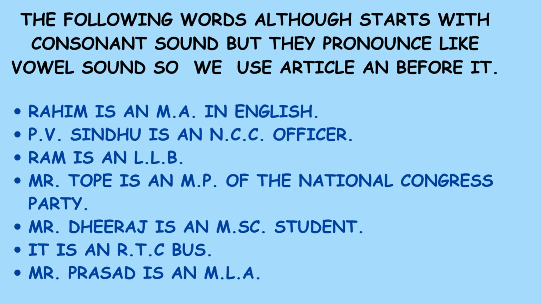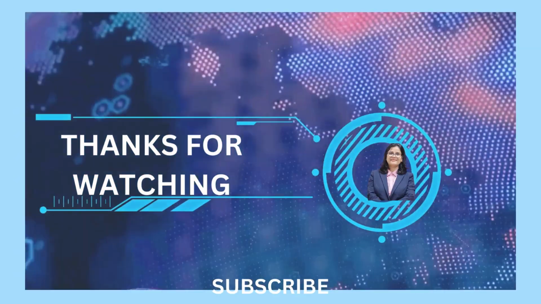Now have a look at the next examples, that the following words, although they start with a consonant letter, are pronounced with a vowel sound. So we use article an before them. For example, Rahim is an MA in English. PV Sindhu is an NCC officer. Ram is an LLB. Mr. Tope is an MP of the National Congress Party. Mr. Dheeraj is an MSc student. It is an RTC bus. Mr. Prasad is an MLA.